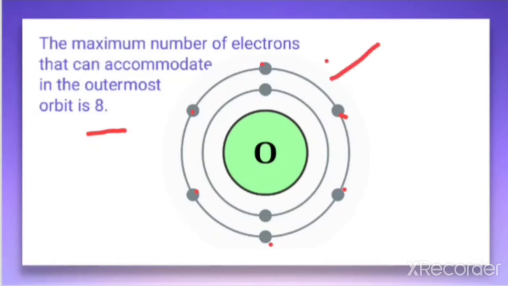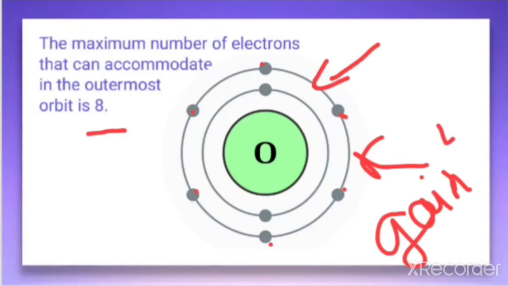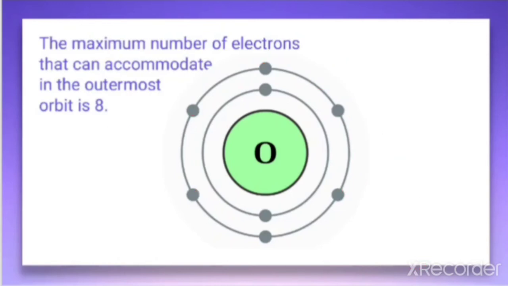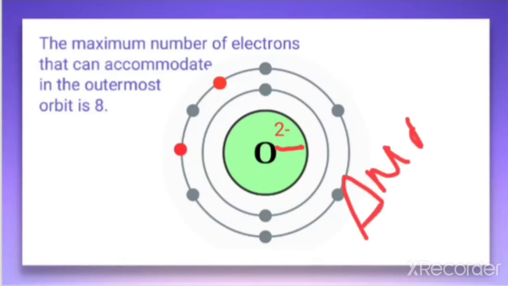So definitely what happens here is that 2 more electrons are needed. So instead of losing the 6 electrons, it is better to gain 2 electrons. So it gained 2 electrons like this, which I marked with red color dots. Because of the gaining of 2 electrons, it developed a 2 negative charge. So now this is called a negatively charged species, which is called an anion.